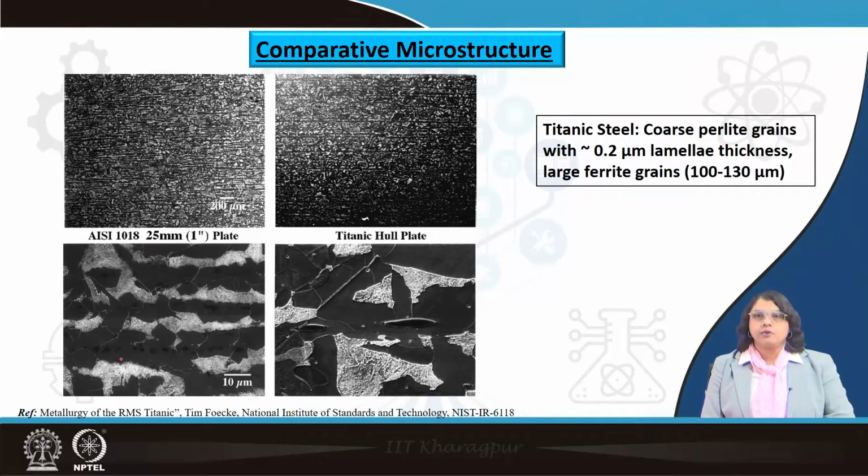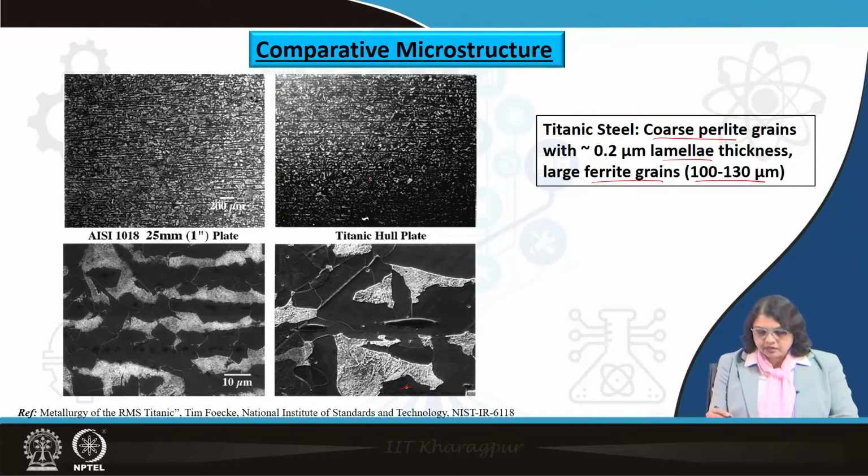Now, when we are talking about strength or even ductility or toughness, we know that there is one way by which we can achieve combined increased strength, ductility and toughness, and that is through microstructural refinement. So, a smaller grain size or microstructural size is very important for that. What we see for Titanic steel is it has coarse pearlite grains, which you can see here, which has very high lamellar thickness and large ferrite grains. Okay, more than 100 micrometer, which is quite coarse.